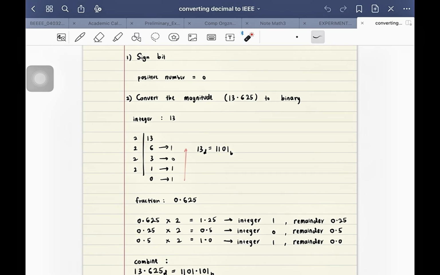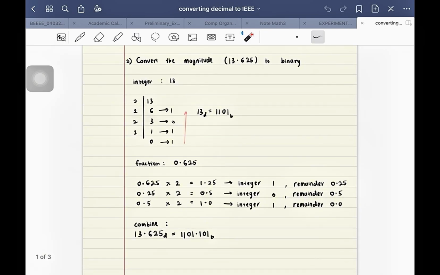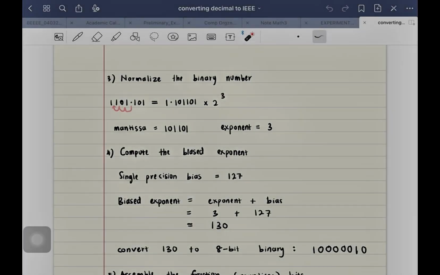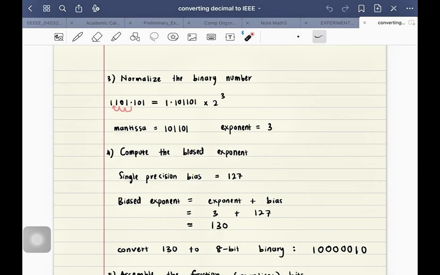For 13 decimal to binary, we got 1101. And for the fraction 0.625, we got 101. Then we combine 13.625 decimal into binary, and we got 1101.101. Next step is normalizing the binary number. 1101.101 became 1.101101. We move forward 3 steps, so the exponent is 3, and the mantissa behind the decimal is 101101.